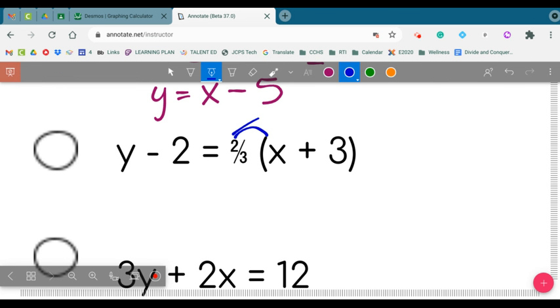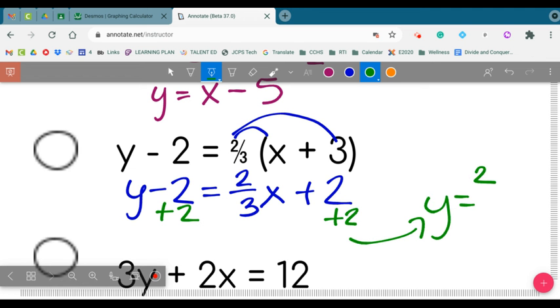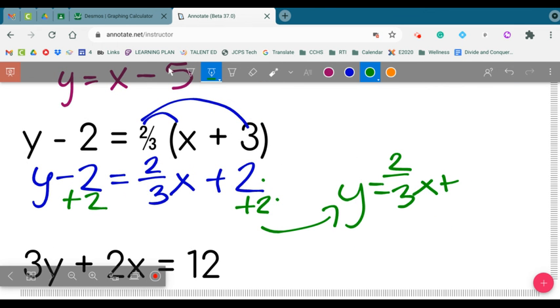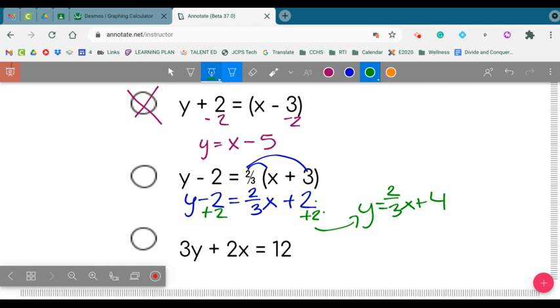This one, you're going to distribute 2/3. 2/3 x. 2/3 times 3 is going to give you 2. And you're going to add the 2 to both sides to get into y equals mx plus b form. You're going to get y equals 2/3 x, and then 2 plus 2 is 4. So you get y equals 2/3 x plus 4. That is the same. We have a slope of 2/3 and a y-intercept of 4.